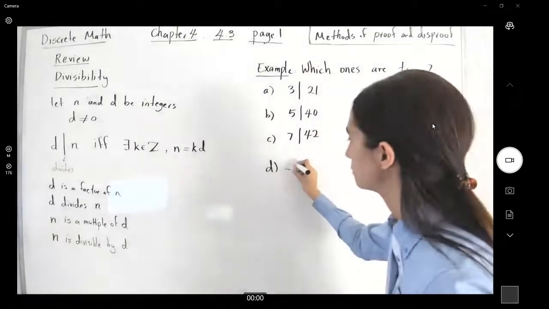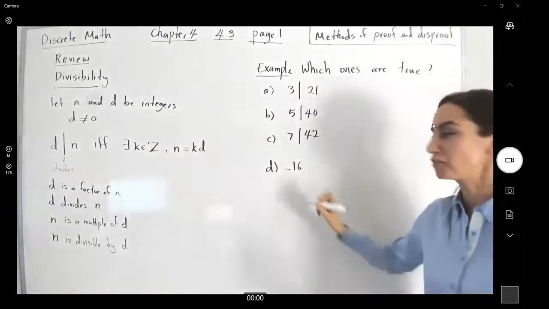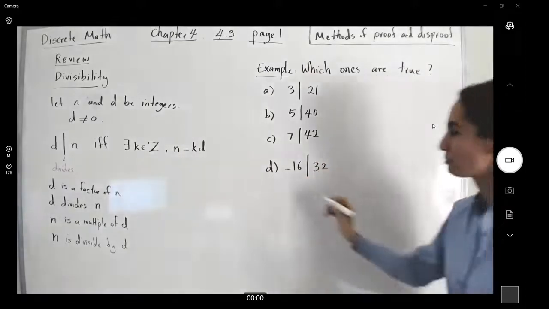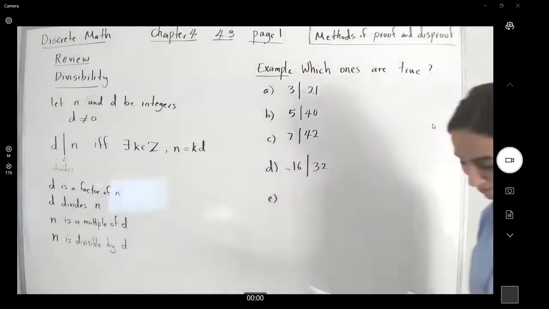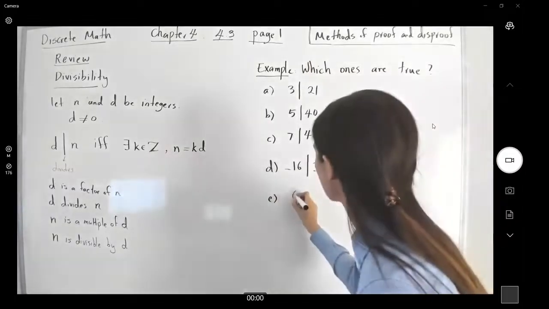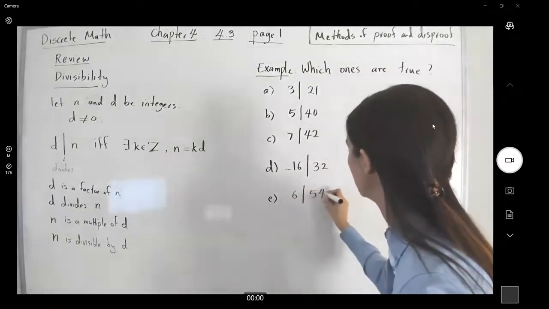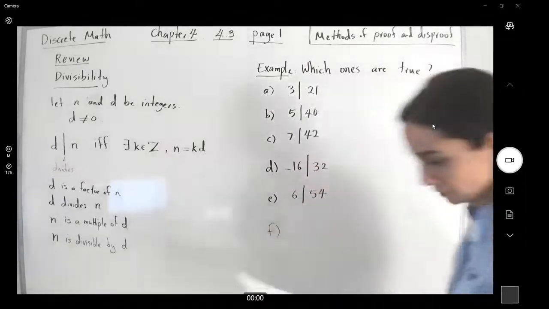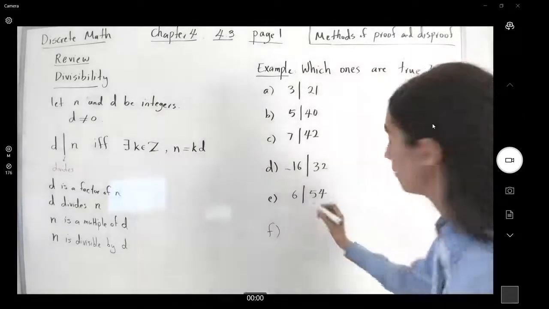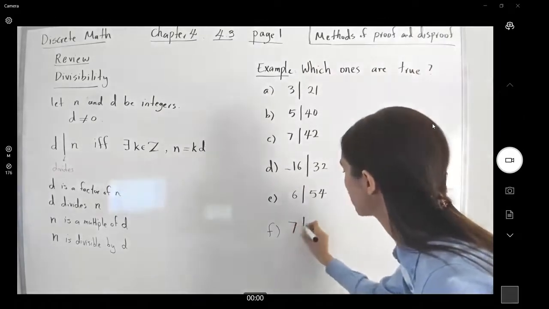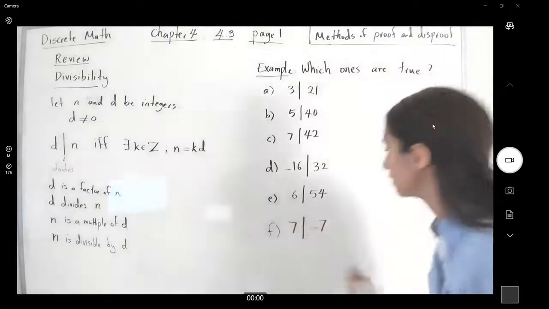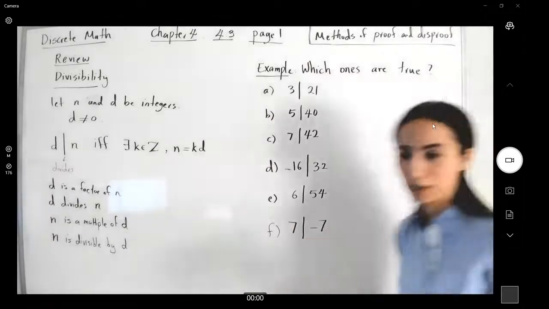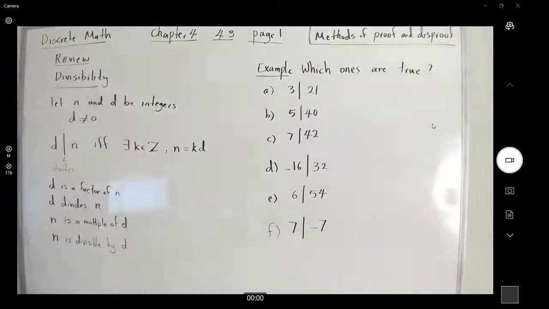negative 16 divides 32, a negative number dividing a positive number. E, 6 is a factor of 54. And F, 7 is a factor of negative 7, a positive number being a factor of a negative number. So which ones are true?